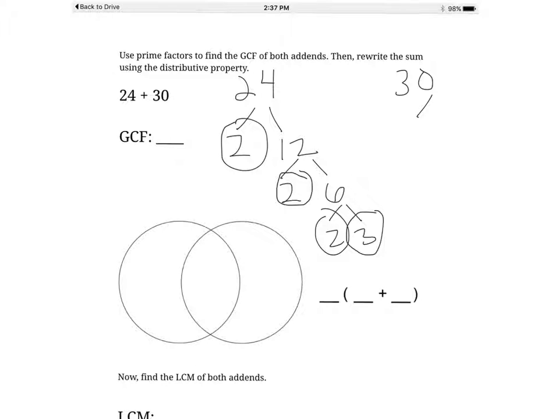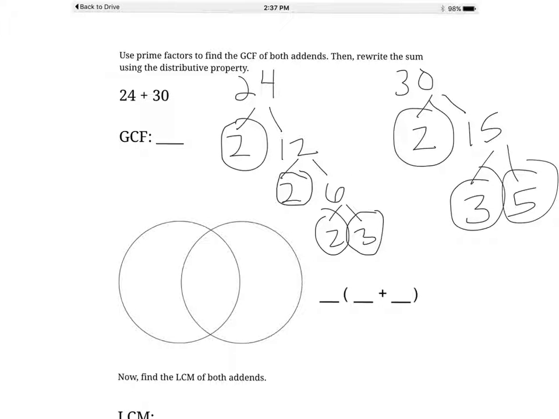Now I do the prime factorization of 30. I do 2 times 15 is 30 and circle the 2. Then I can do 3 times 5 equals 15 and circle both of those because they're prime. The next thing I need to do is sort these into my Venn diagram.